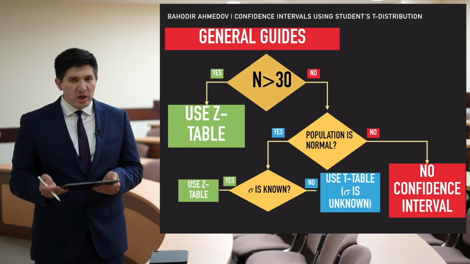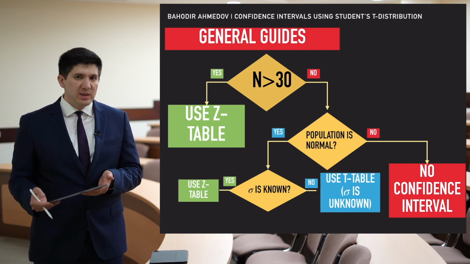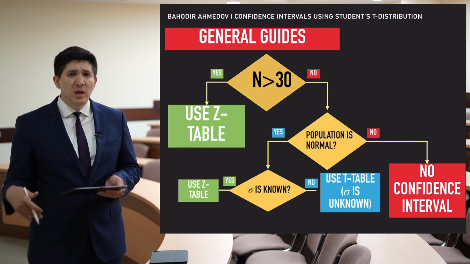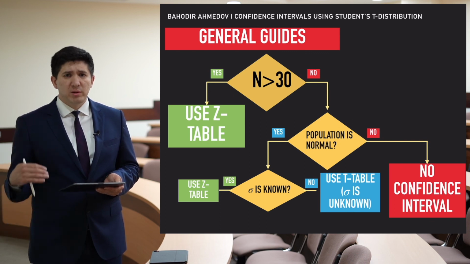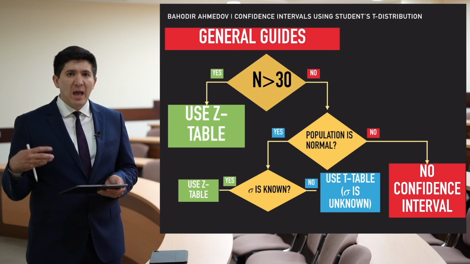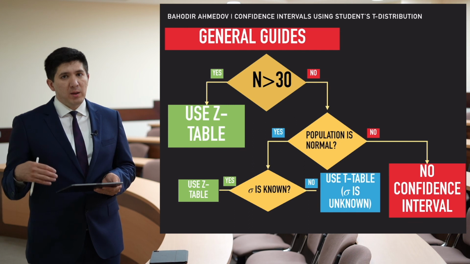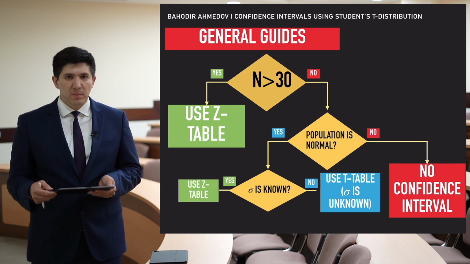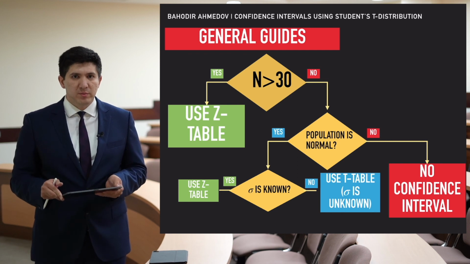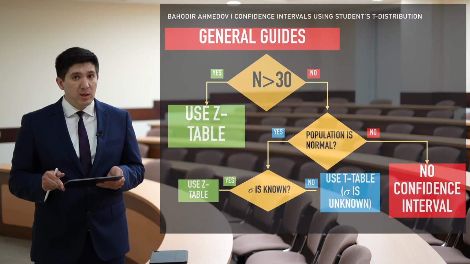This is the general guide for how to choose which table we are going to use, either the Z table or the T table. But no matter which table we use, the general procedure to construct the confidence intervals is the same. The only thing which is different is how we find the critical points, either Z or T, and here we are going to use simply T tables. This is how we construct the confidence intervals for the population mean when the sample size is less than 30 and we don't know the sigma.